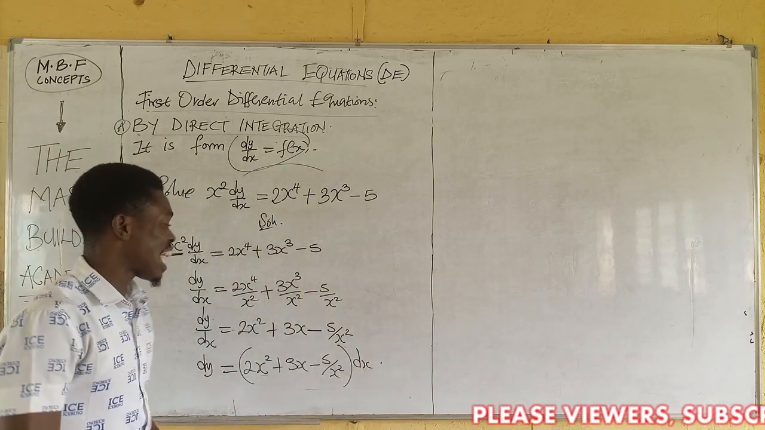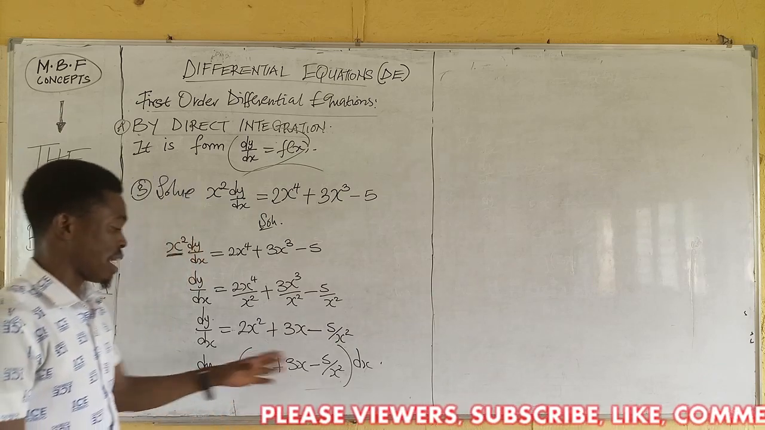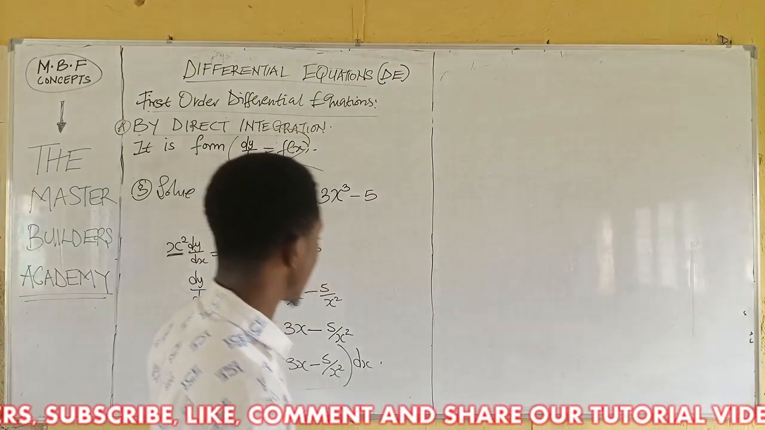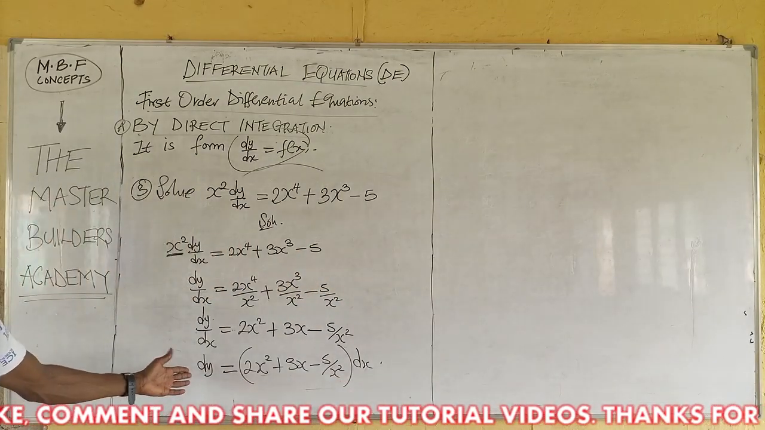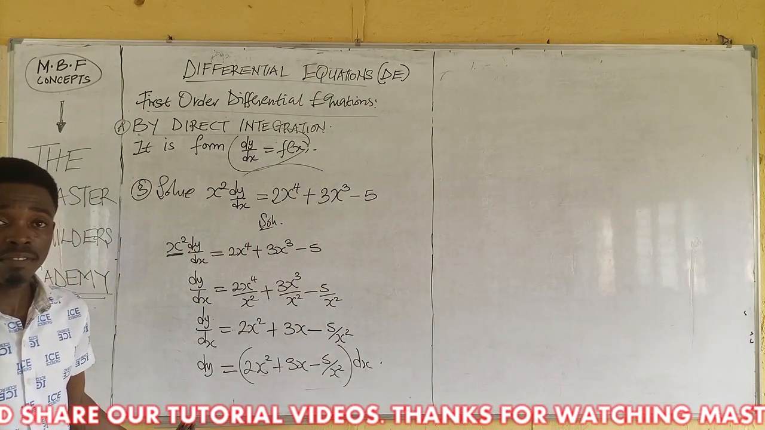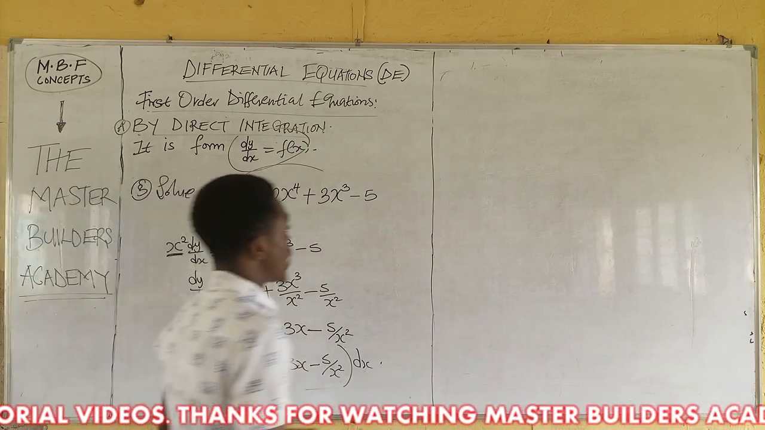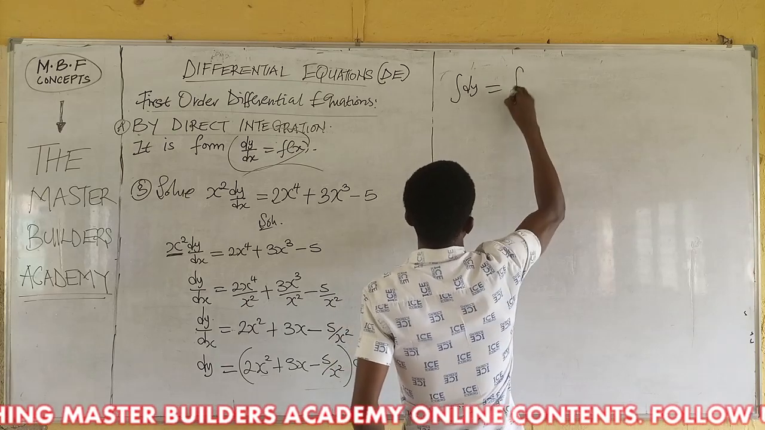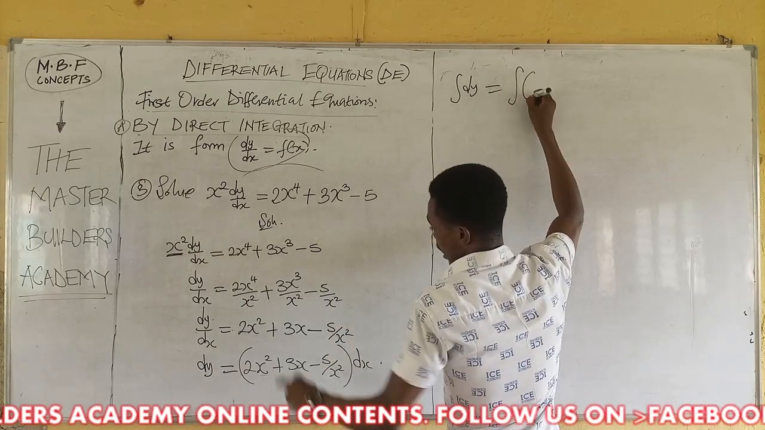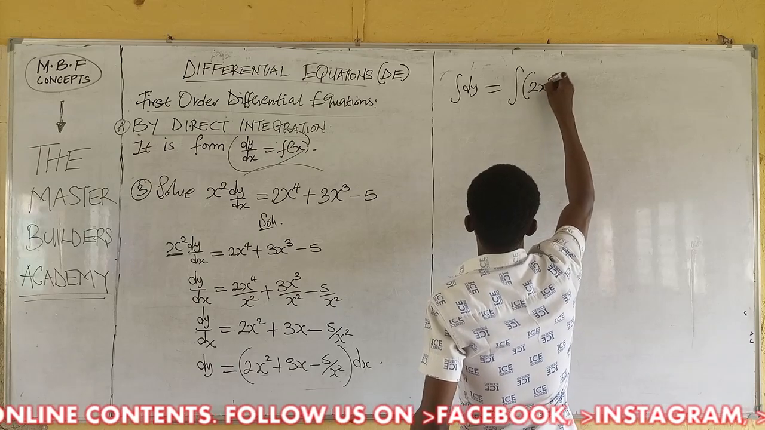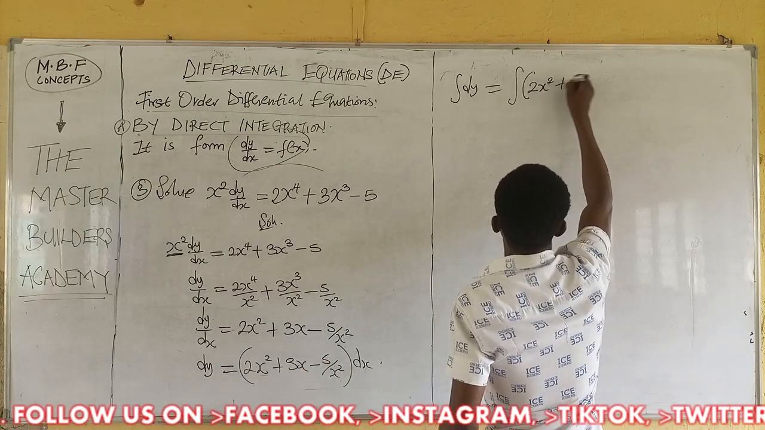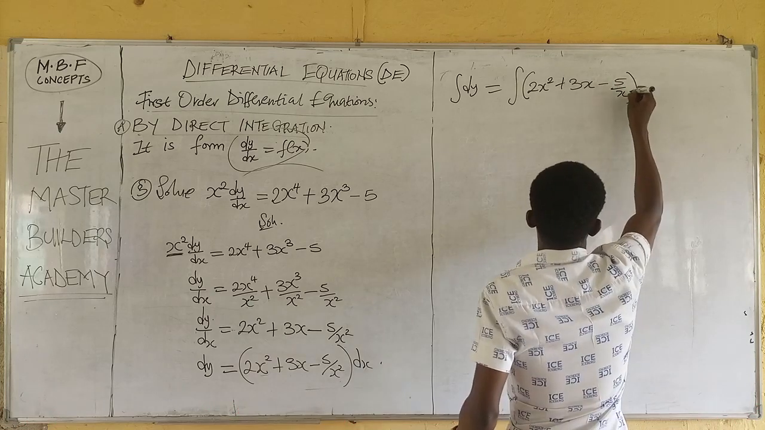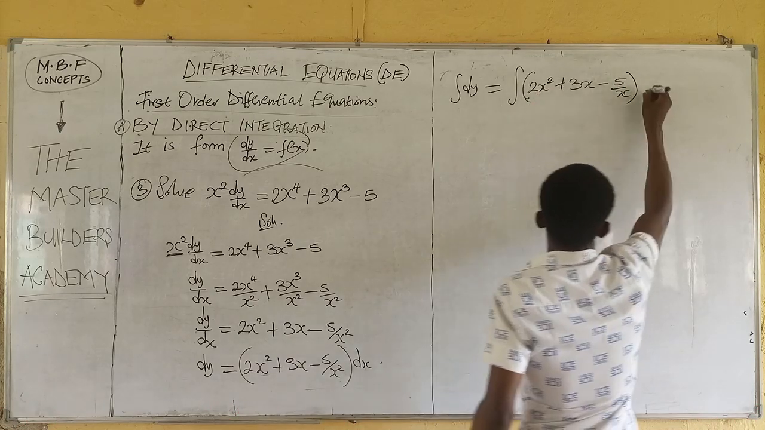Now, at this point, now that we have successfully separated y from x, we need to introduce our integrals so that we can integrate these functions with respect to their respective variables, right? So at this point, I'm going to have the integral of dy equal to the integral of (2x² + 3x − 5/x²) dx.